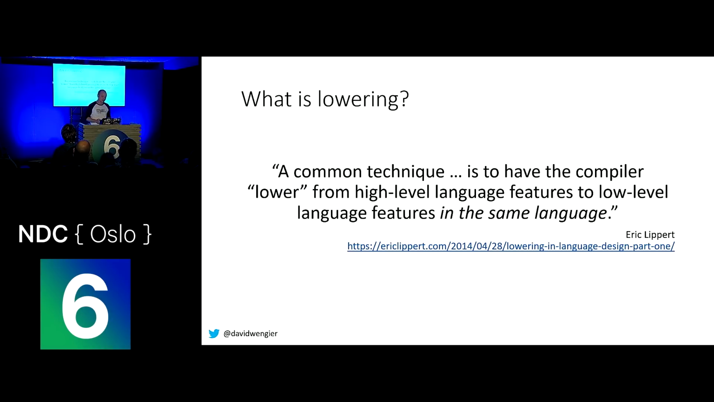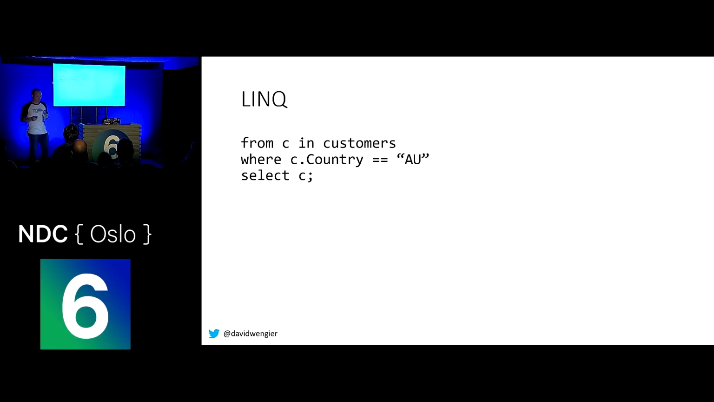I won't say it's not a nice language, I don't know. So lowering is, we have the compiler take our code and convert it to a lower form, but of the same language. And there's plenty of examples of this in C#.